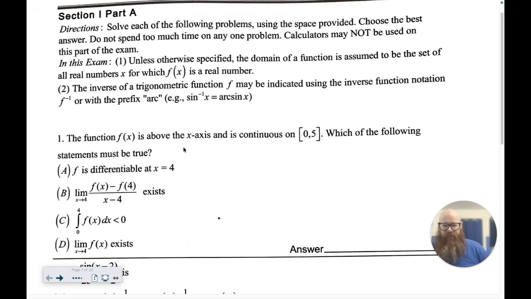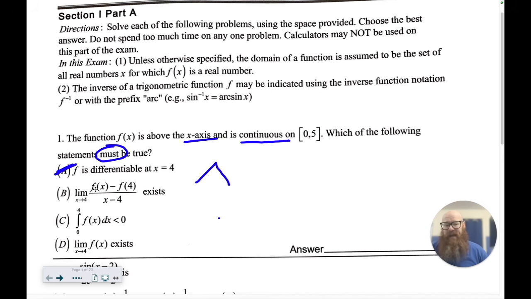So we have a function that is above the x-axis, continuous, and we want to know what must be true. So we start with the fact that it says that it's differentiable. Well, if you think of something like a corner, you could have a corner at 4 where it's continuous but not differentiable. So it doesn't have to be differentiable.